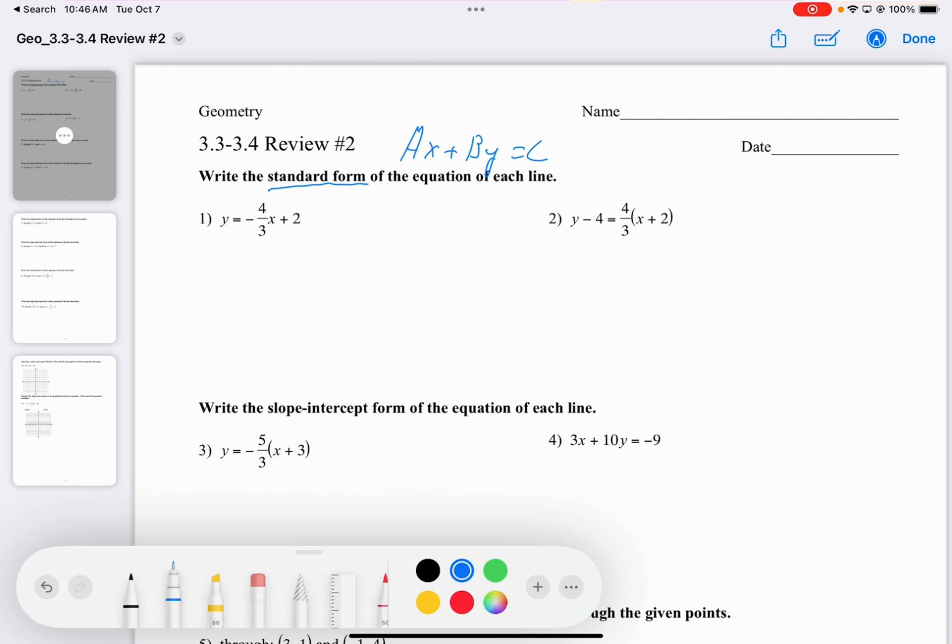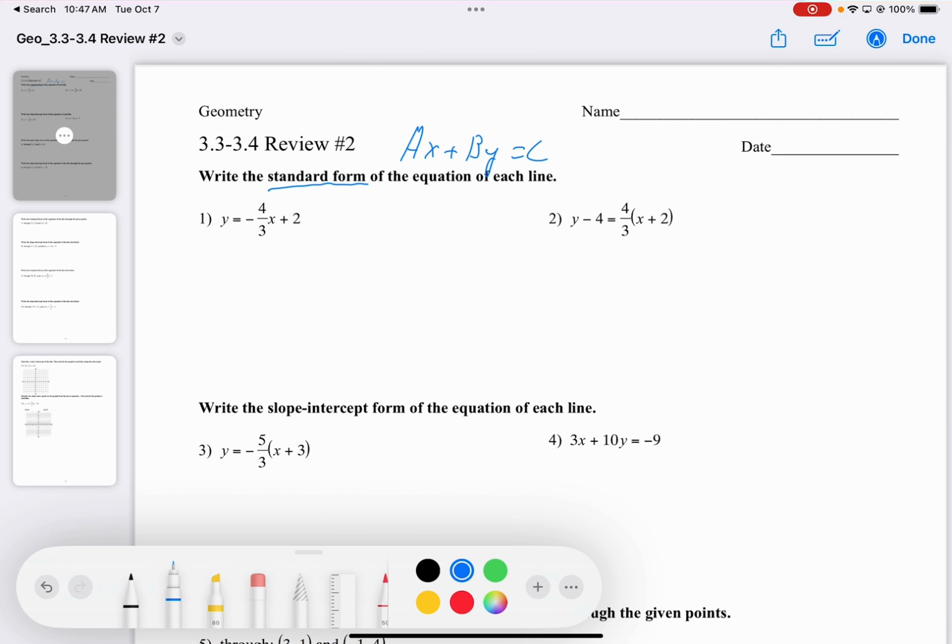Okay. All right. So we need to get it into the form ax plus by is equal to c. I don't care which one we do. We can do number 1 or number 2. Do you guys have a preference? Let's do number 2. That's the illusion of choice. We're just going to do number 2, okay? If we've got to go back and do number 1, that's fine.